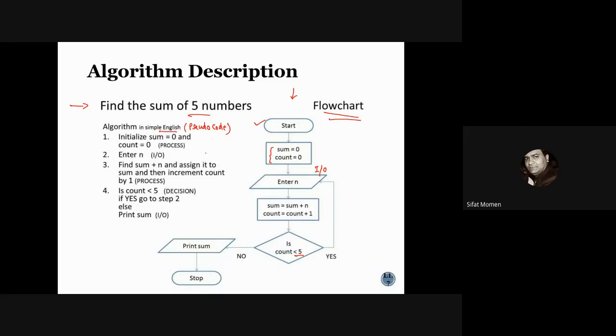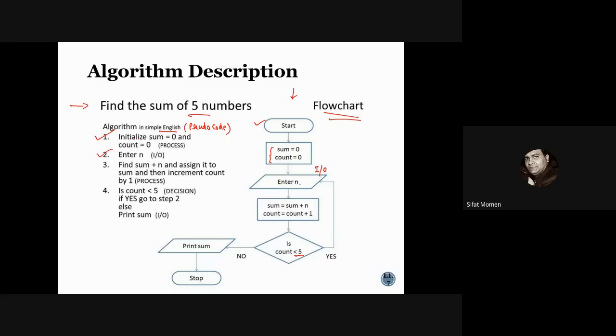Okay. So if you see here, I can do that one as well. So the first step is you initialize sum and count to 0. So that's what you write. Initialize sum is 0 and count equals to 0. Done. Okay. Next after that, you take an input from the user and store it in n. So you can say enter n. So that's an IO operation.